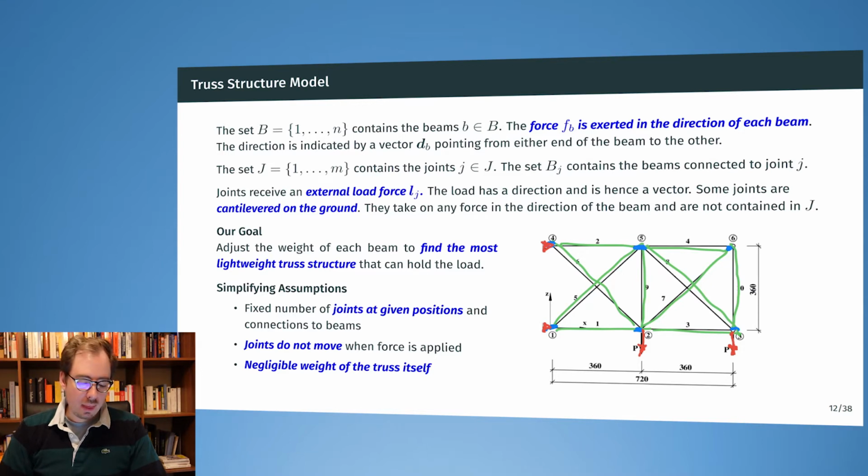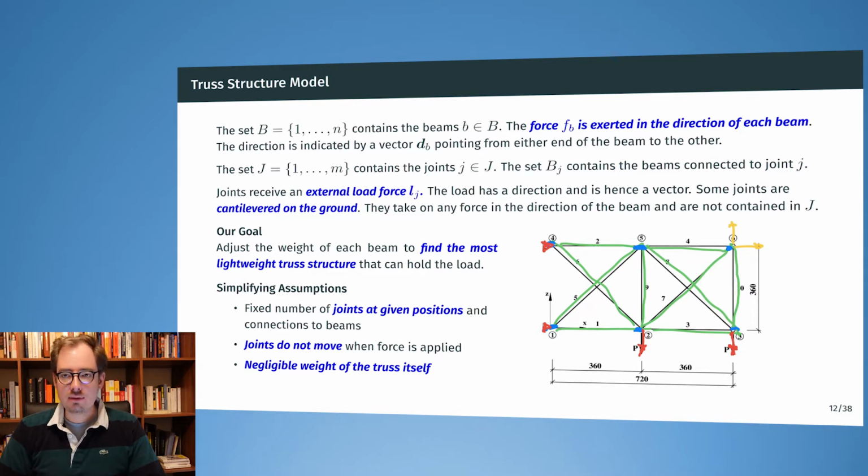And our goal is to find a truss structure that is as lightweight as possible, where we assume that the x and y coordinates of all our joints are fixed. So we make the simplifying assumption that this truss structure doesn't move when I am adding a load, which is reasonable if our truss structure is sufficiently strong.